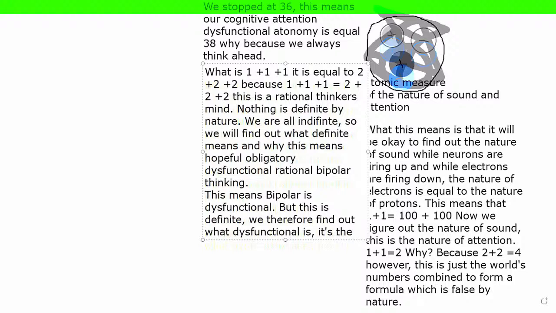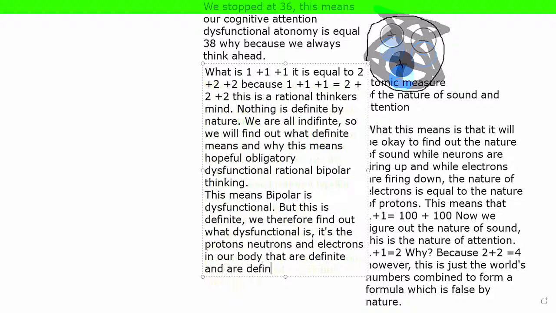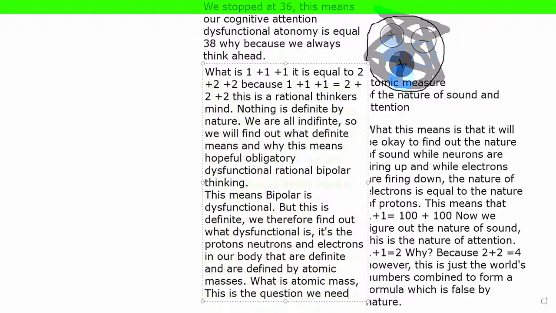It's the protons, neutrons, and electrons in our body that are definite and are defined by atomic masses. What is atomic mass? This is the question we need to know.